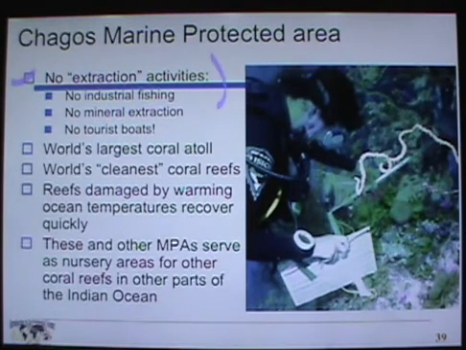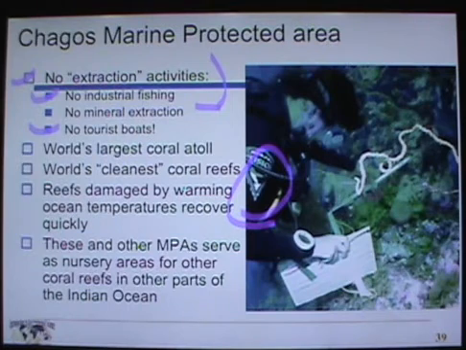Completely no extraction. You can't have any industrial fishing. You can't even go there as a tourist because there's no tourist boats. I mean, you can go there if you happen to make it to this area, east of the Seychelles. If you happen to get out there somehow or other, you couldn't rent a tourist boat to go and see things. You'd have to go with a local fisherman or do some scientific research. I think this is the British down here doing some surveying.